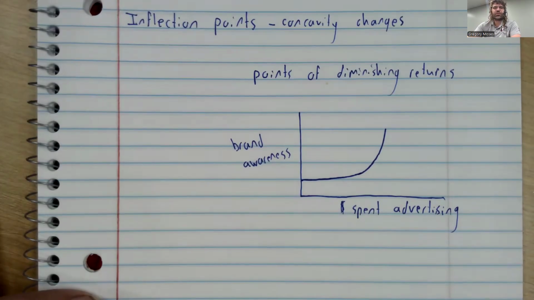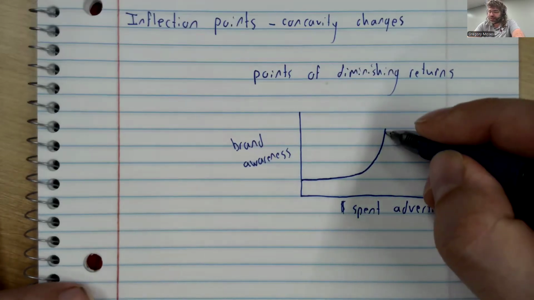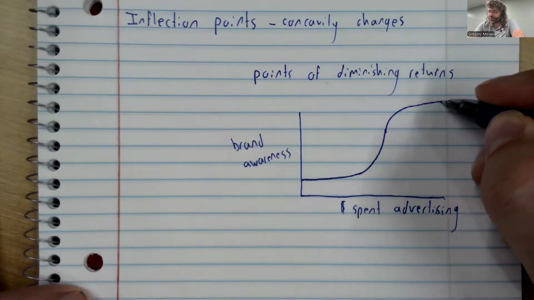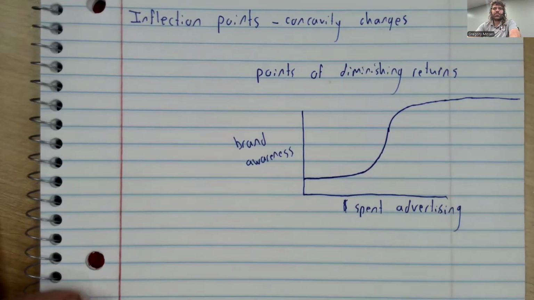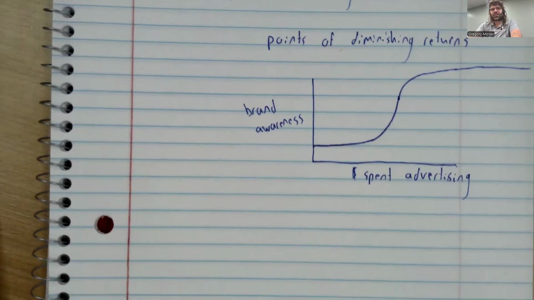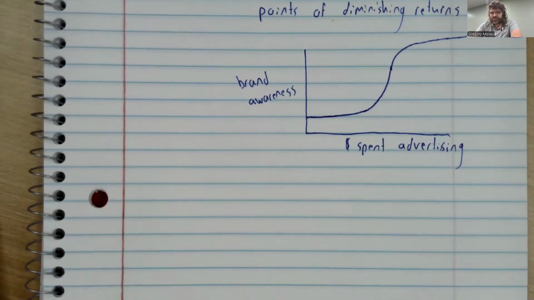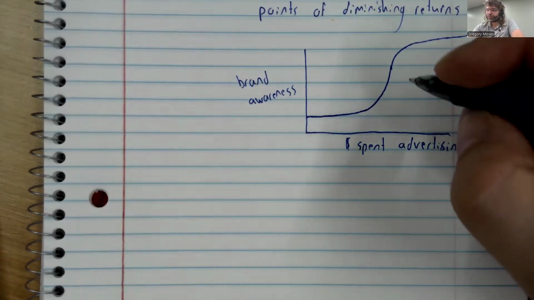Like at some point, if you're advertising on YouTube, at some point, maybe everybody who uses YouTube and doesn't use an ad blocker has heard of your brand, and putting more ads on YouTube isn't really doing anything. So maybe you end up with a graph that looks something like this. As I said, very similar to the disease growth graph.